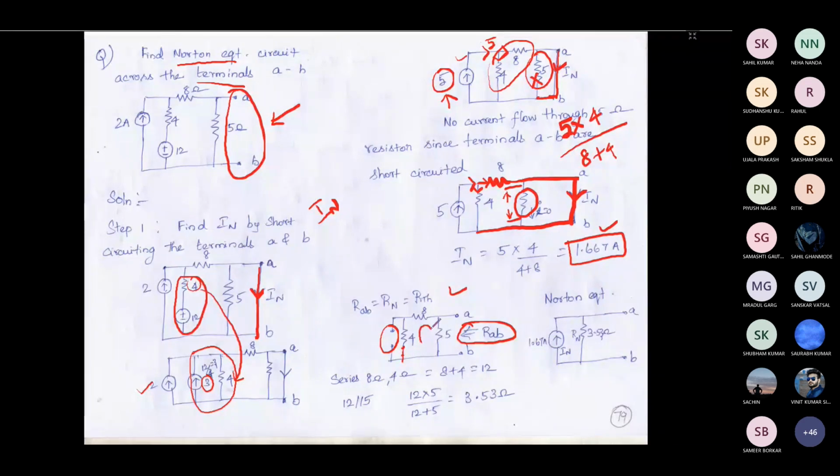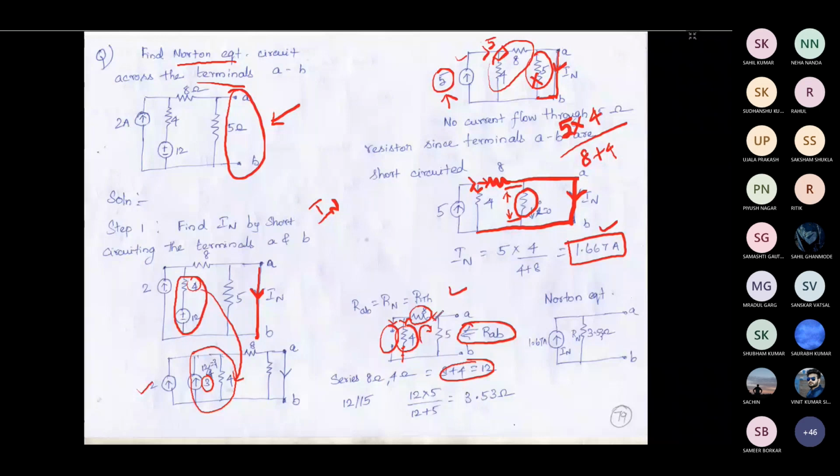I have these resistances: 8 ohm, 4 ohm, and 5 ohm. This 8 ohm resistor and this 4 ohm resistor both are in series, because whatever the current enters this will be passing through the 4 ohm only. There cannot be any current through the open circuit. So whatever the current enters the 8 ohm should be passing through the 4 ohm resistor. So the equivalent resistance is 12 ohm for that series combination.